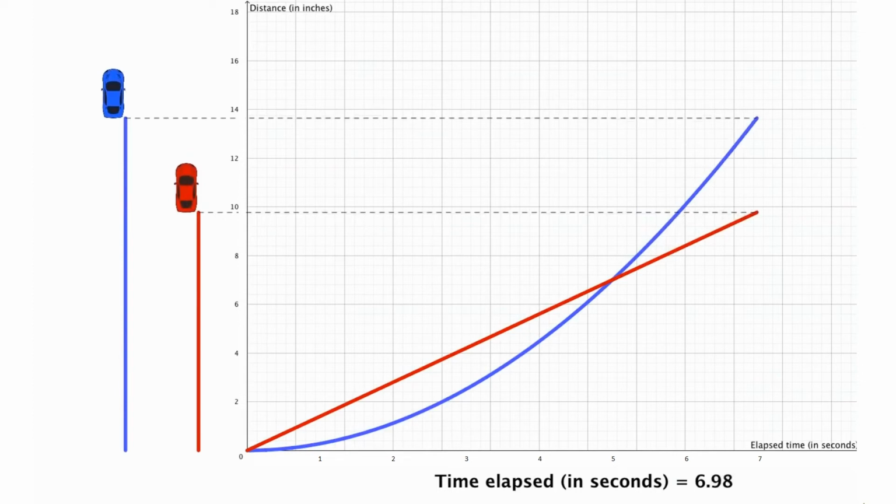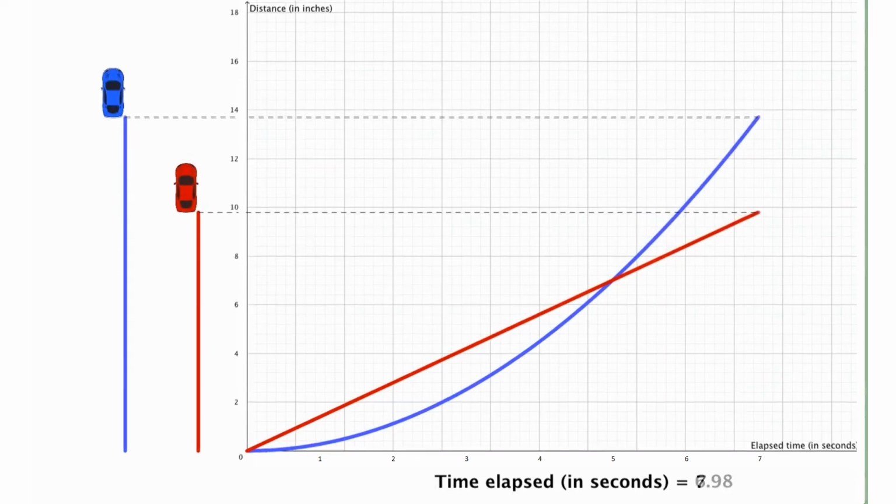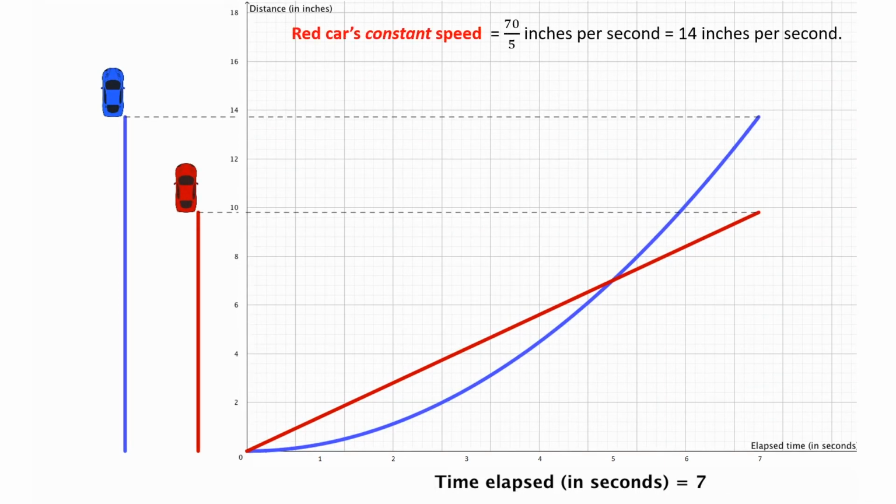But the red car traveled at a constant speed, whereas the blue car was accelerating. Specifically, the red car traveled at a constant speed of 70 divided by 5, or 14 inches per second. Since the blue car traveled the same distance as the red car over the first 5 seconds since they started moving, the blue car's average speed over this interval of time is equal to the constant speed of the red car, which is 14 inches per second. And this is the meaning of average speed.